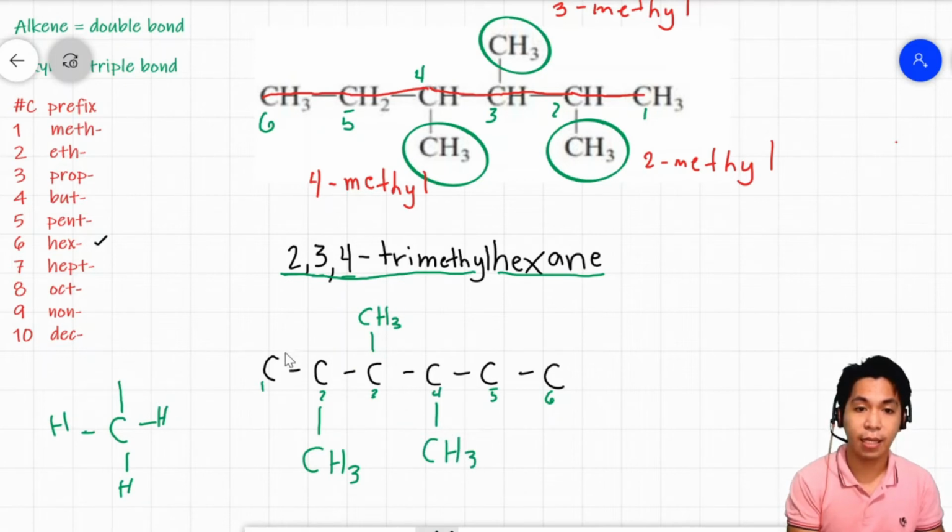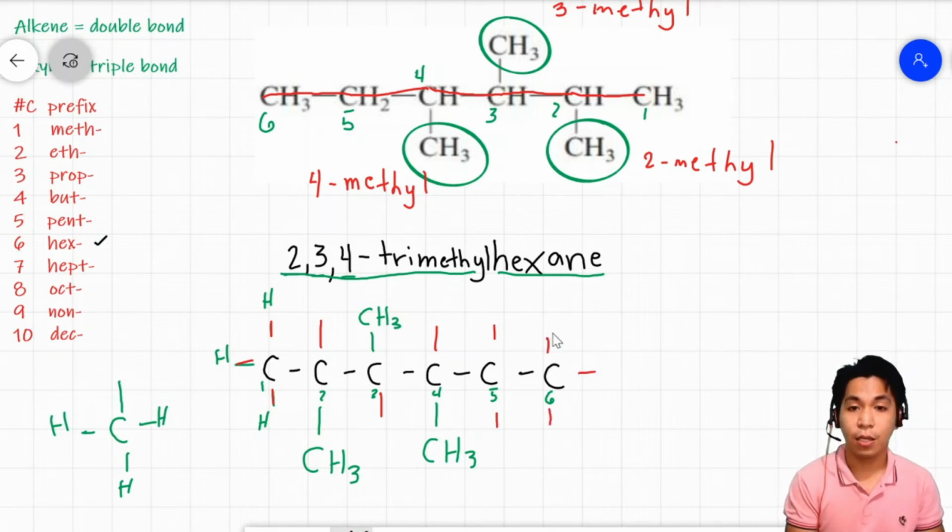Then just simply add the remaining hydrogen atoms to complete the stability of each carbon atom. Let's just use a red pen to indicate the hydrogen atoms. Okay, and as you can see, the molecules are the same, only in reverse order. Anyway, they are still the same.